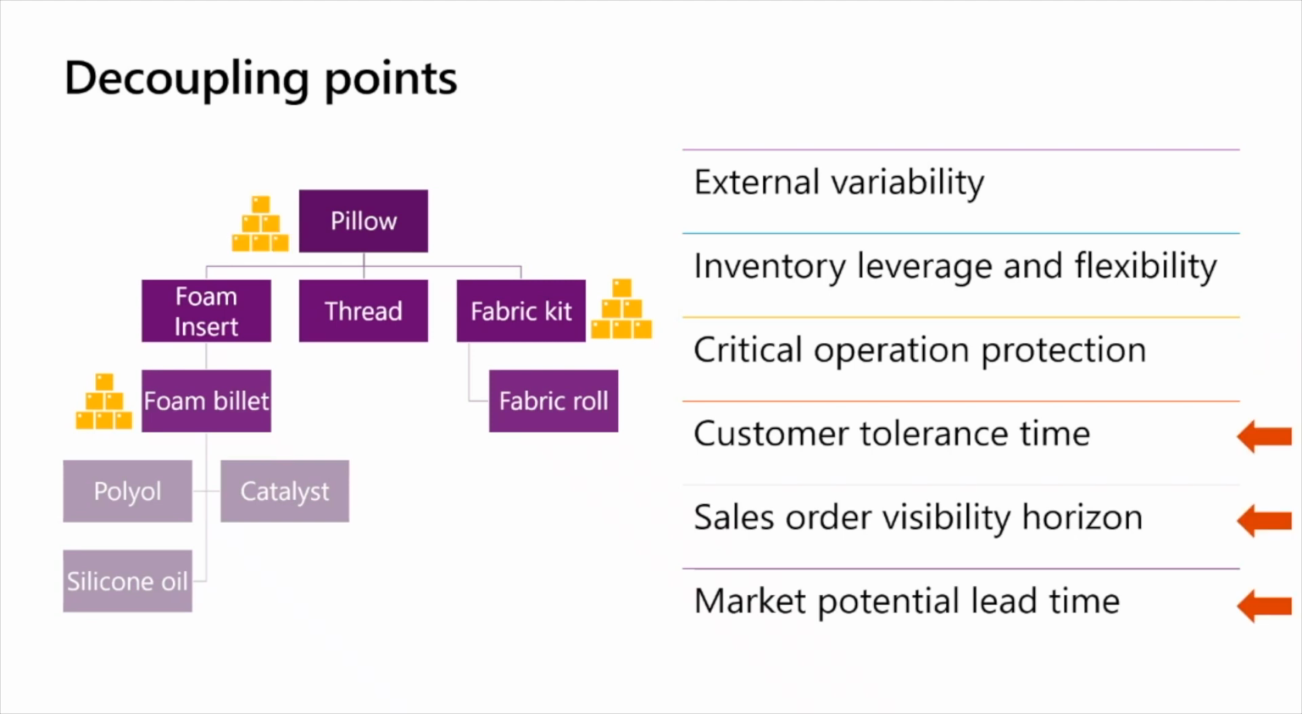Our next decoupling point is the finished good. We are choosing to set this as a decoupling point, firstly, because our customers have a very low tolerance time when we sell our pillows. Secondly, because our sales order visibility horizon is only a couple of days, if that, and we want to ensure that we have the inventory on hand when orders are placed in the system.